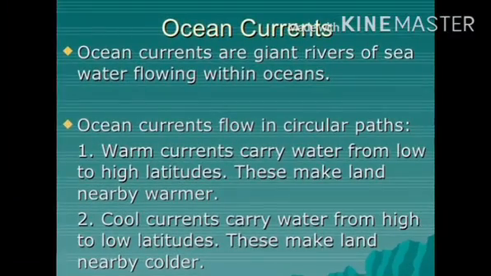Now the ocean currents. Ocean currents are giant rivers of sea water flowing within oceans. Ocean currents flow in a circular path. Warm currents carry water from the low to the high latitudes. These make the nearby land warmer. Cool currents carry water from the high to the low latitudes. This makes the nearby land cooler.